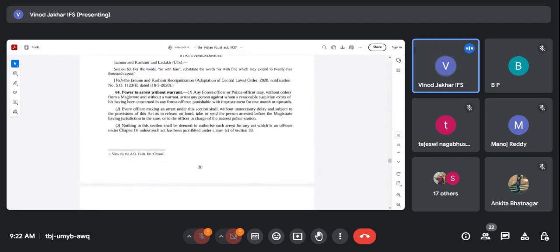This is the section that many ask me about. Do we have the power to arrest, or the power to arrest without warrant? Yes, you have the power to arrest without warrant. Whom can you arrest? Any person against whom a reasonable suspicion exists. Even if you suspect that someone has committed a forest crime, you can arrest them without a warrant.